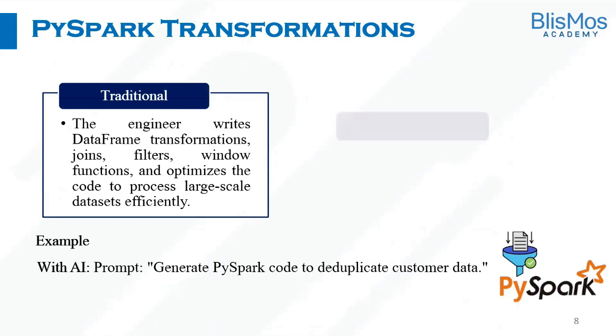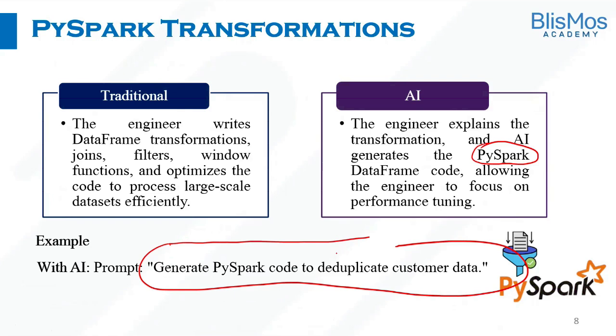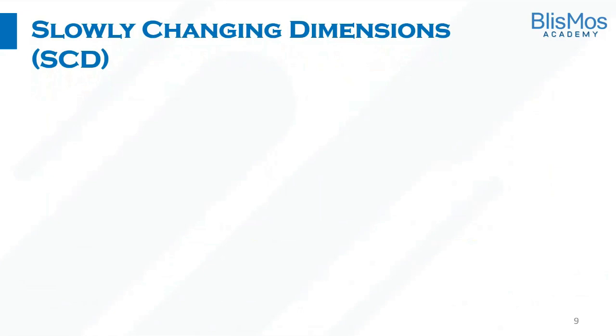By using AI, what you can do is explain the type of transformation that is required. AI can generate the PySpark code for reading the data and creating the data frame and coming out with the important transformations which are needed to transform the data. In this case, one example prompt is: generate the PySpark code to deduplicate customer data. Then the next activity is SCD, that is slowly changing dimensions, which is there as a part of any of the data warehouses which we can create.